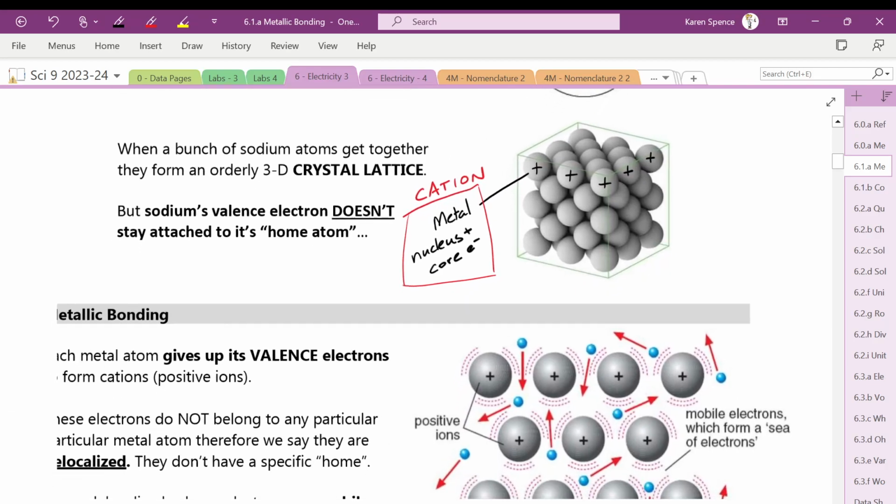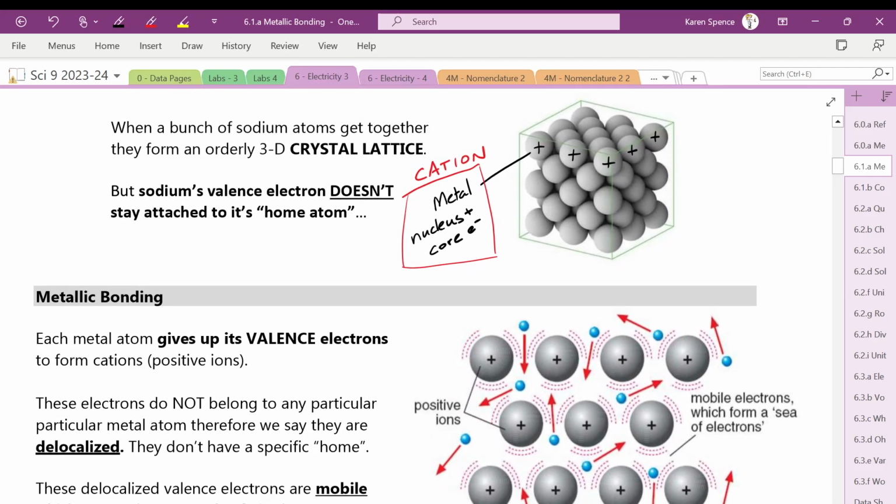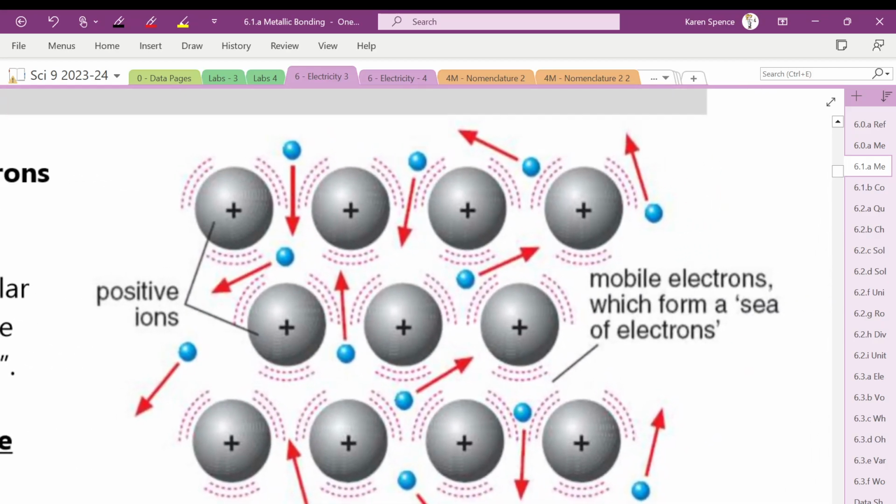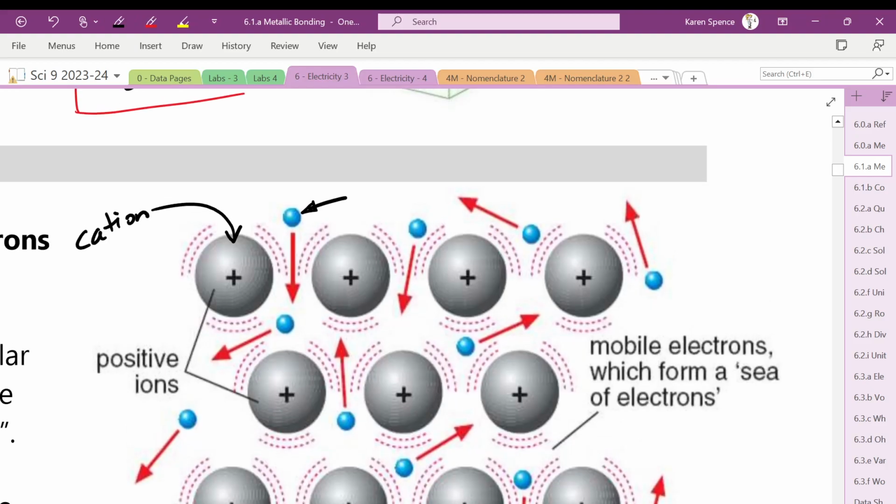And while we're passing that around, we had one little model. Here's another little model. This one is two-dimensional. Here we have, what is that thing? That's a cation. What is that thing? That's a valence electron.